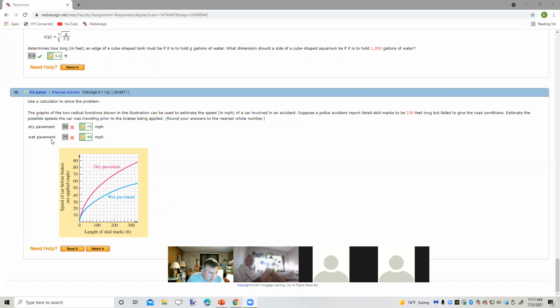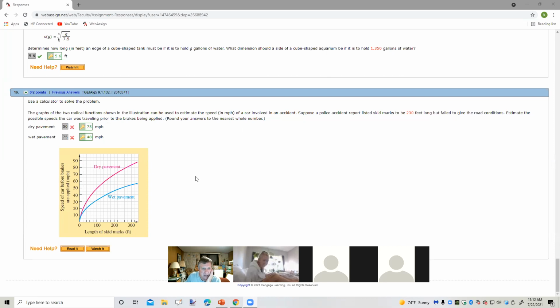Okay, so can everybody see the picture? Yes. Okay, use a calculator to solve the problem, it says. The graphs of two radical functions shown in the illustration can be used to estimate the speed in miles per hour of a car involved in an accident. Suppose a police accident report listed skid marks to be 230 feet long, but failed to give the road conditions. Estimate the possible speeds the car was traveling prior to the brakes being applied. Round your answer to the nearest whole number.